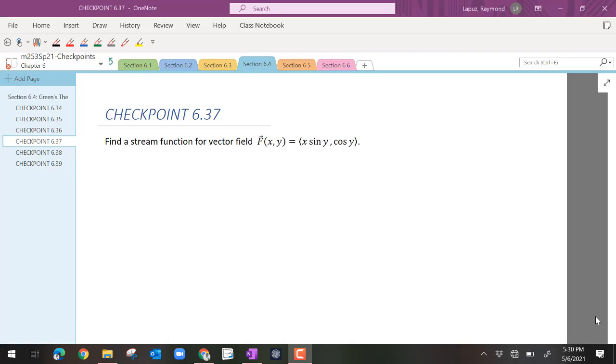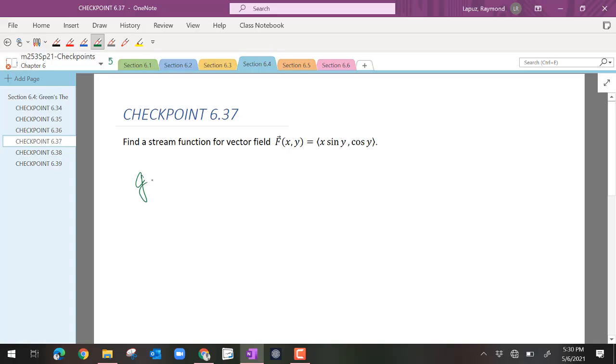Hello, let's do checkpoint 6.37. They want us to find a stream function for the vector field F of x, y equals x sine y, cosine y. So what is a stream function?